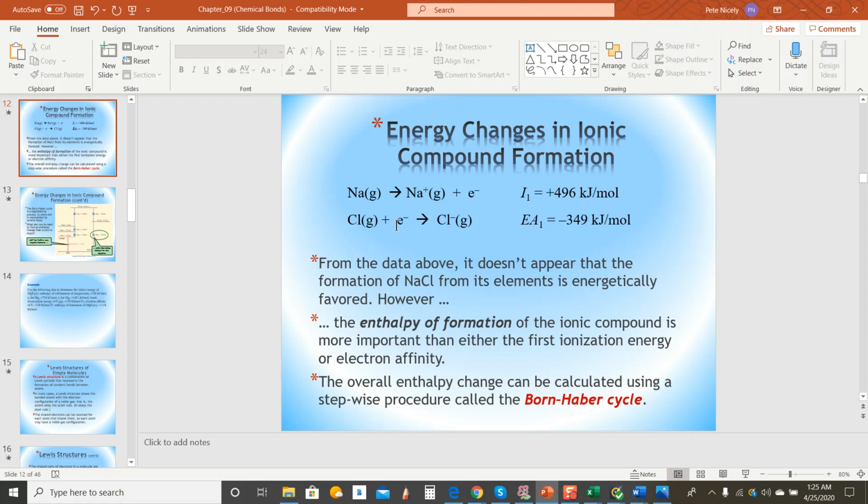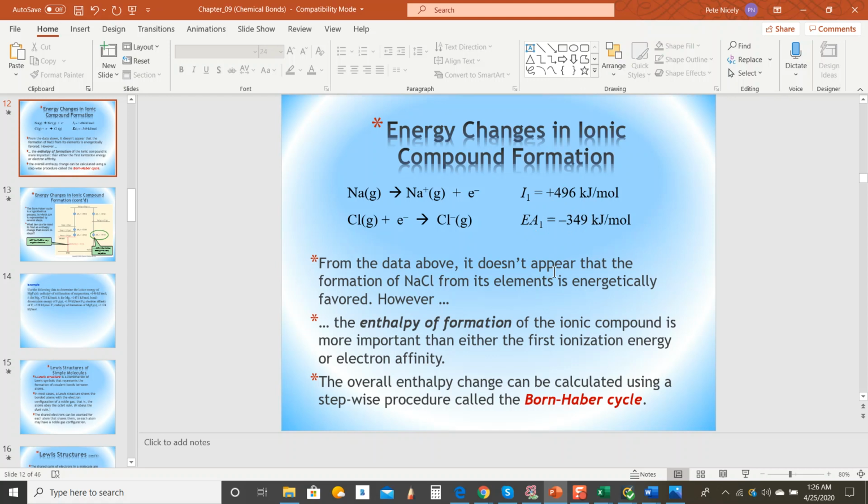and we can tell that by looking at some data. If you look at this here, you'll see that the first ionization energy for sodium is given here, 496 kilojoules per mole, while the electron affinity for the chlorine is minus 349 kilojoules per mole, right? Now, if you simply add these two together to get the overall equation for the formation of sodium chloride, then you'll notice that when you add these two numbers, you're going to get a positive result.